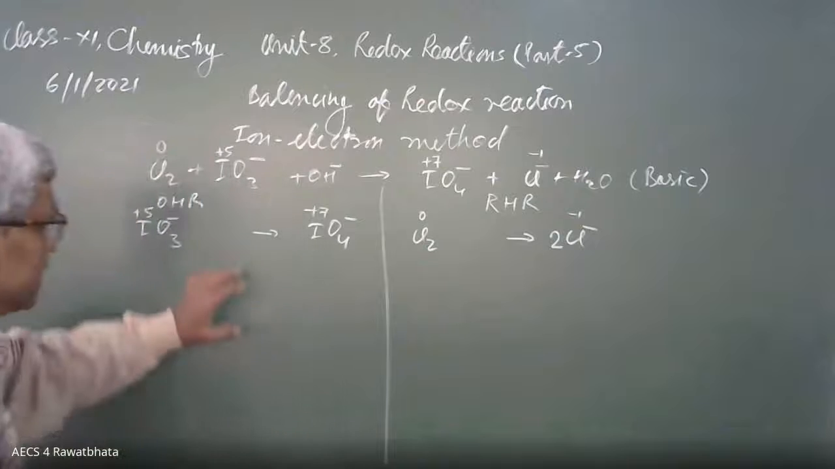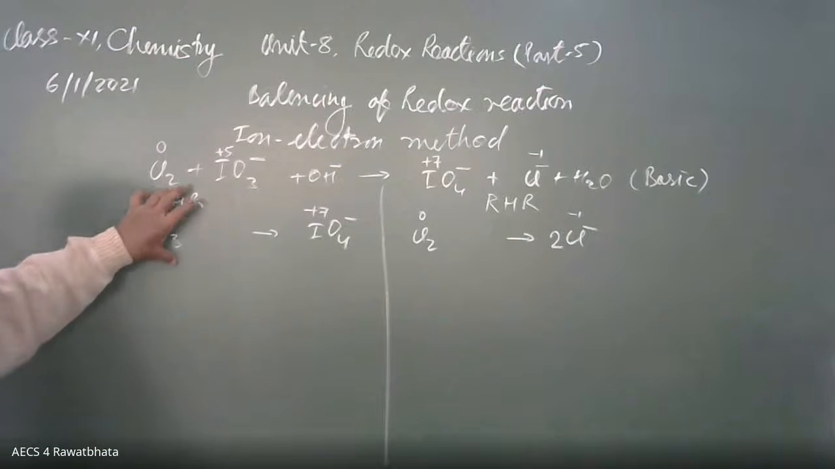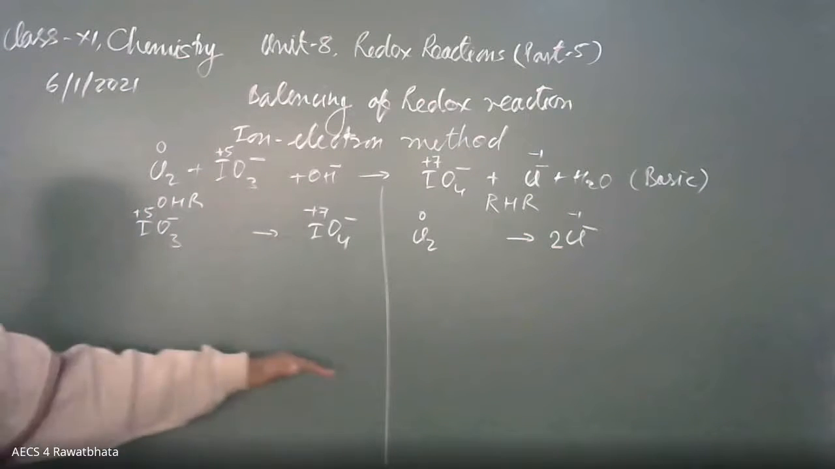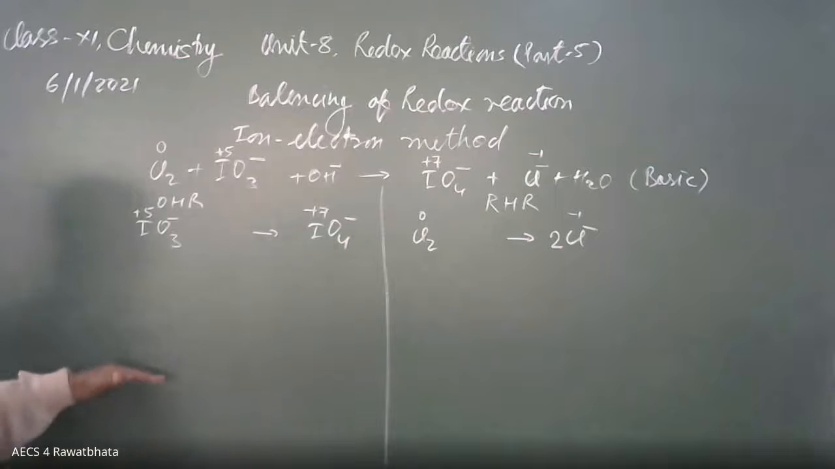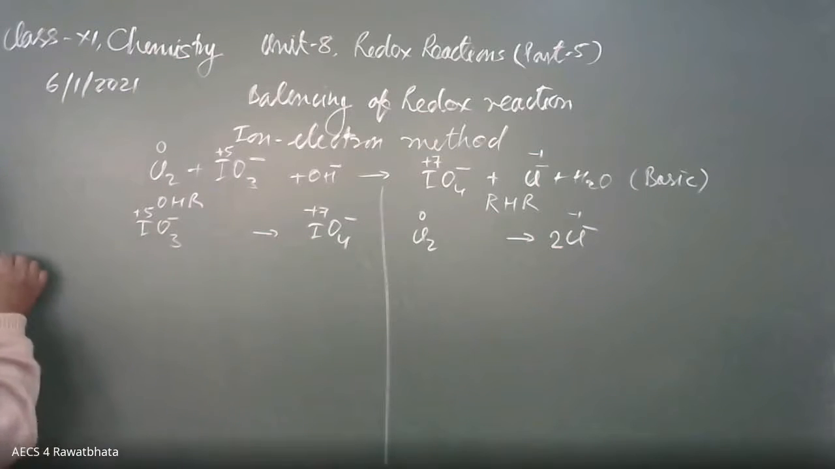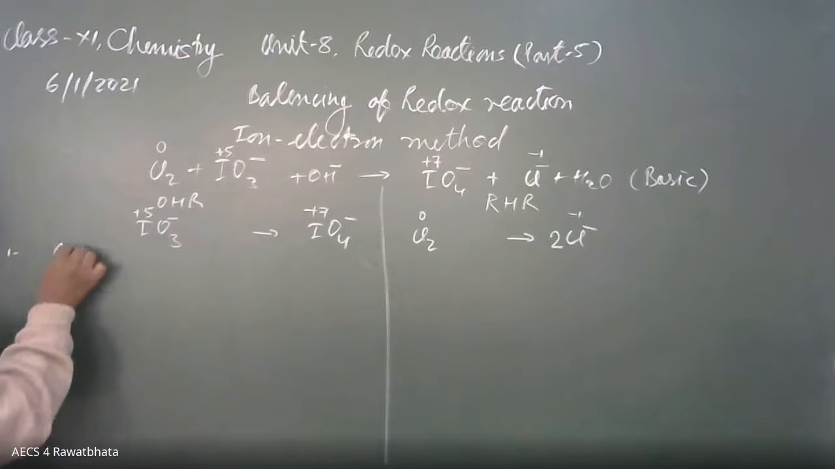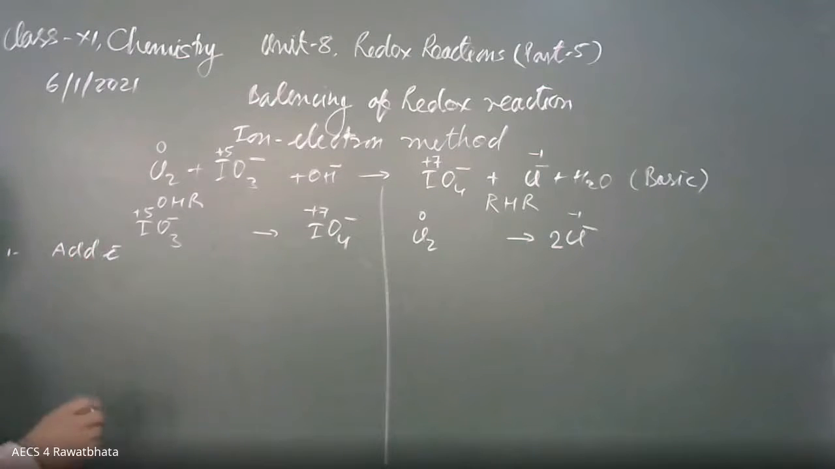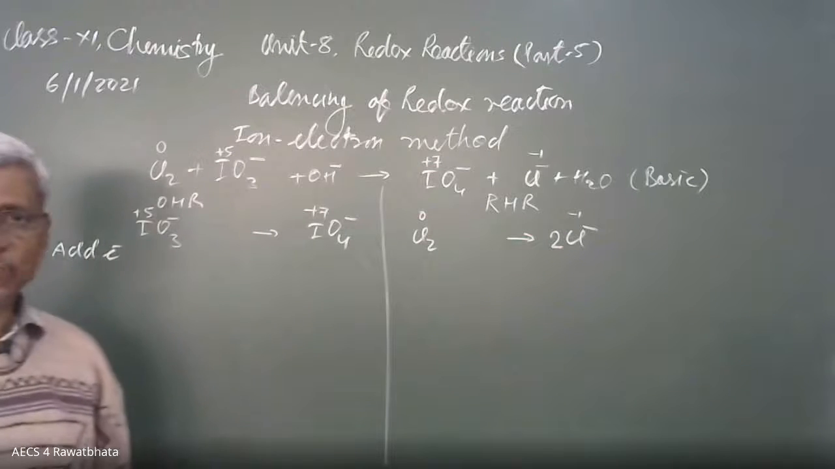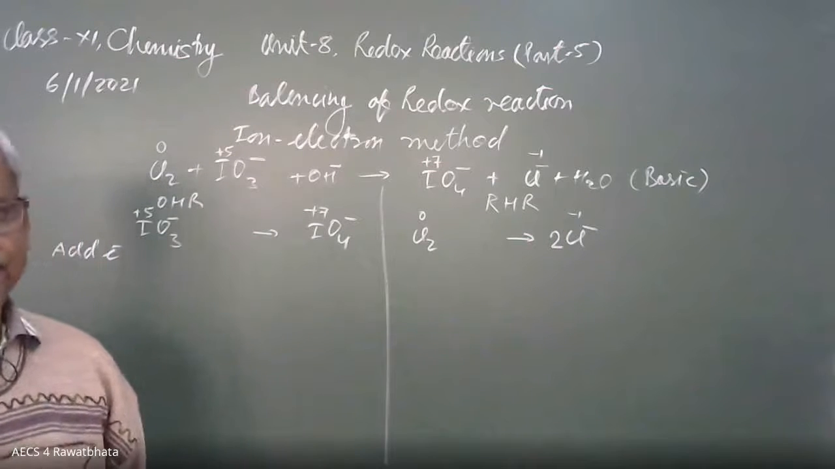I am telling once again, take the oxidation half reaction, follow 3 steps, balance it, then the reduction half reaction, follow 3 steps, balance it, and finally addition, one after another, or in this way side by side. It is up to you. Atom is balanced. Now the first step is add electron.